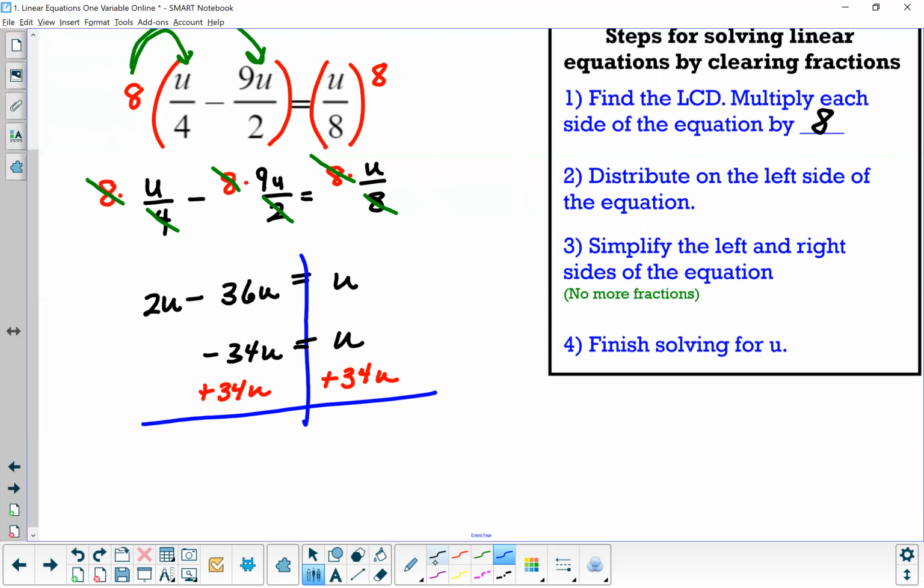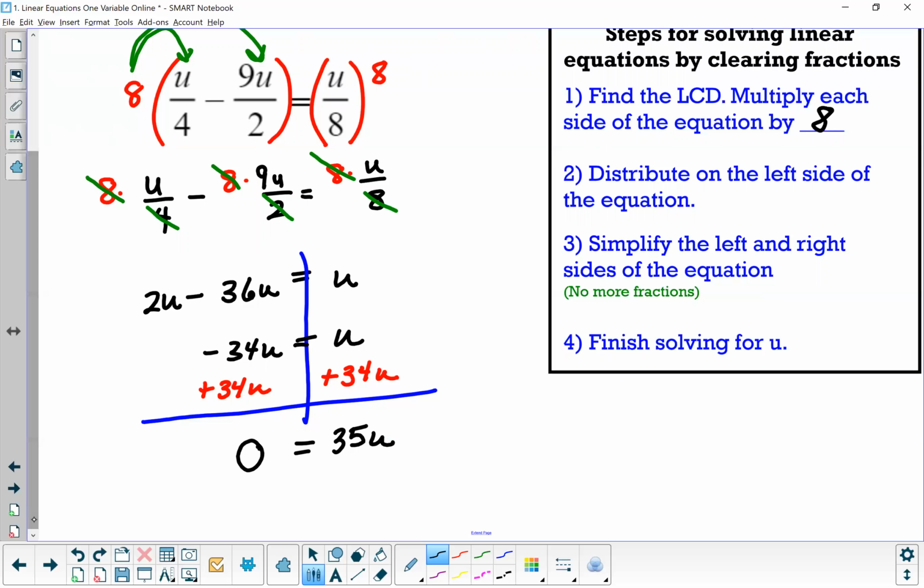So that gives me, careful, negative 34u plus 34u. What is that? That is 0. And we don't have anything else on the left side. So we have to put the 0 and then the equal sign. Now on the right side, what do we have? 1u plus 34u. We have 35u. Some of you may have been tempted to say, oh, there's no solution. Oh, careful. Now we're going to divide both sides by 35u. I'm sorry, by 35, not 35u.